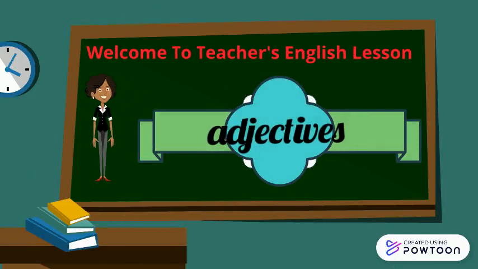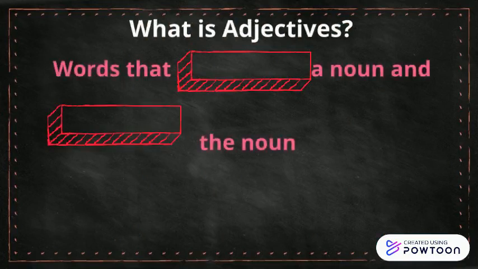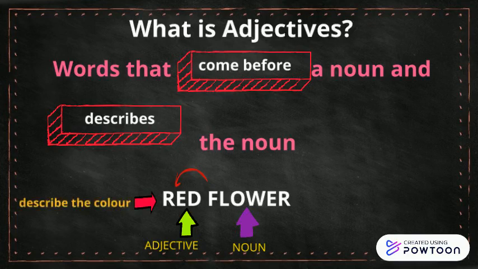Today I'm going to introduce to you adjectives. Adjectives are words that come before a noun and describe the noun. Example, red flower. Red comes before flower and it describes the color of the flower.